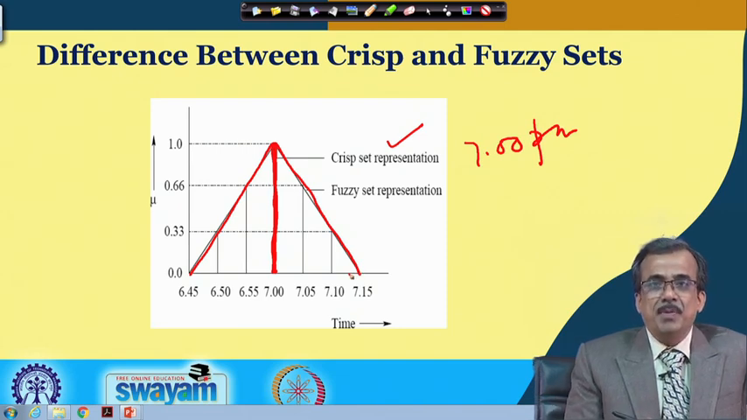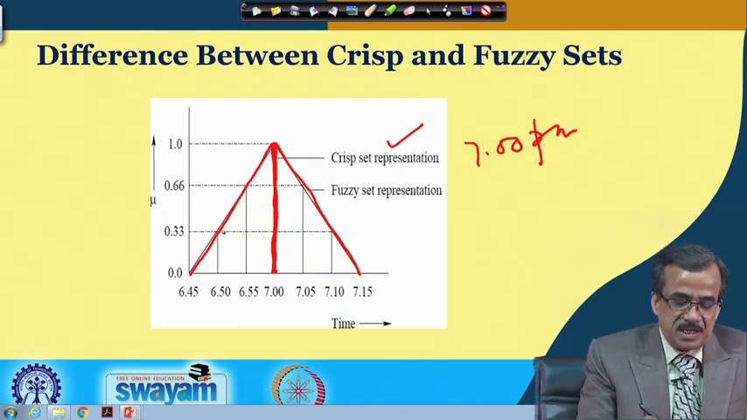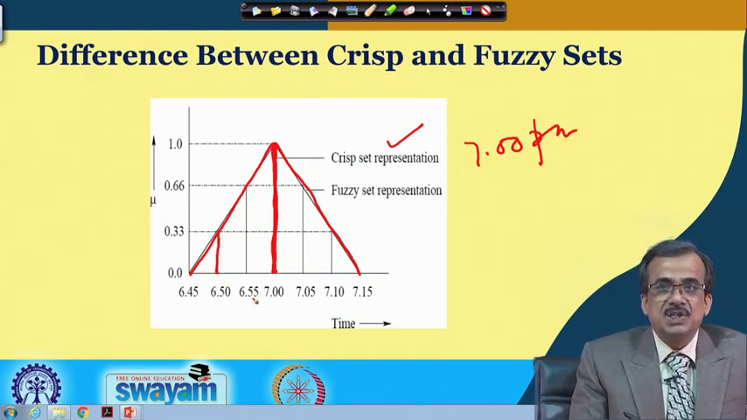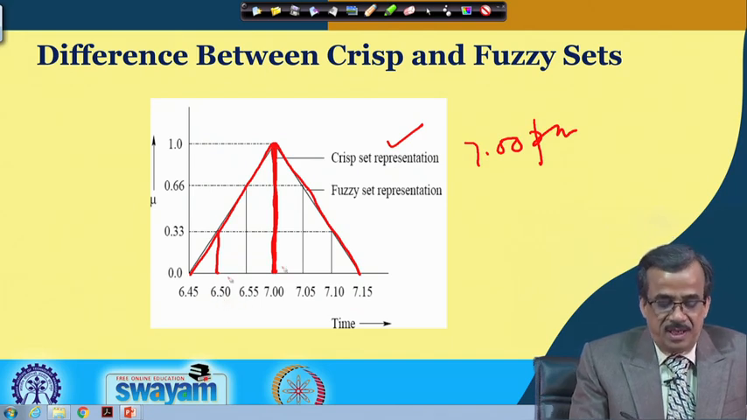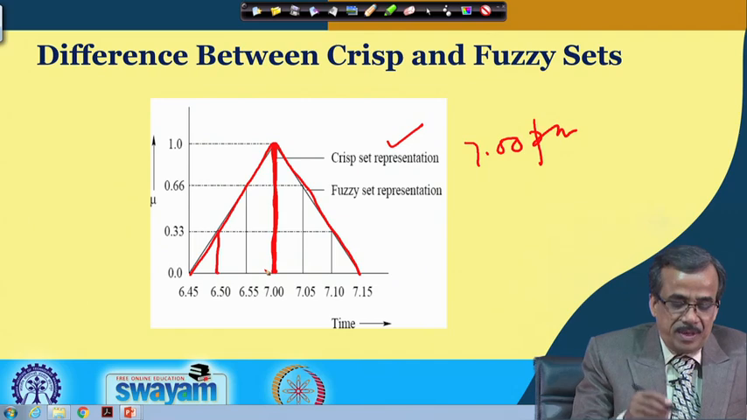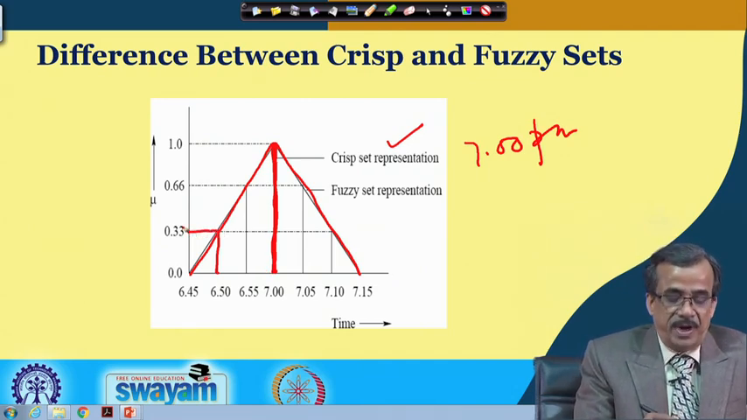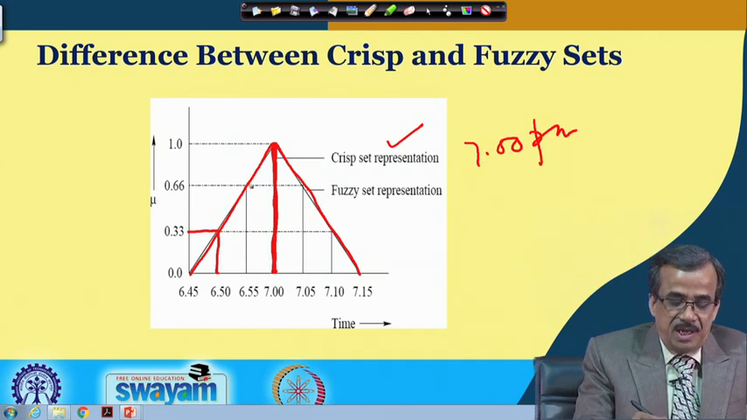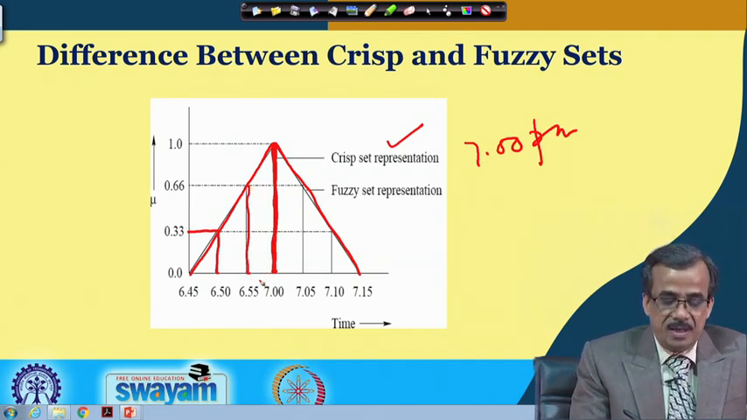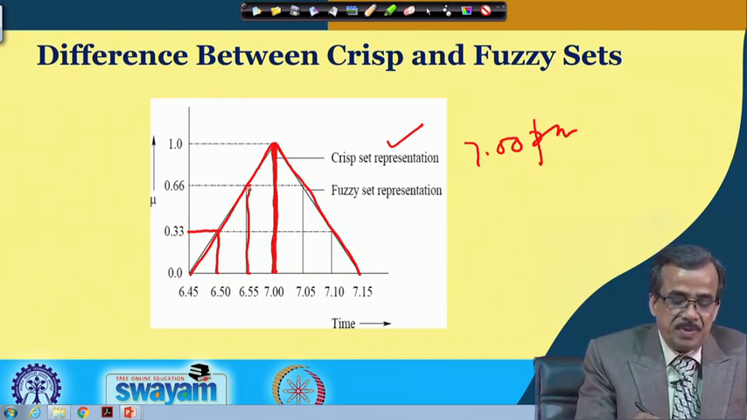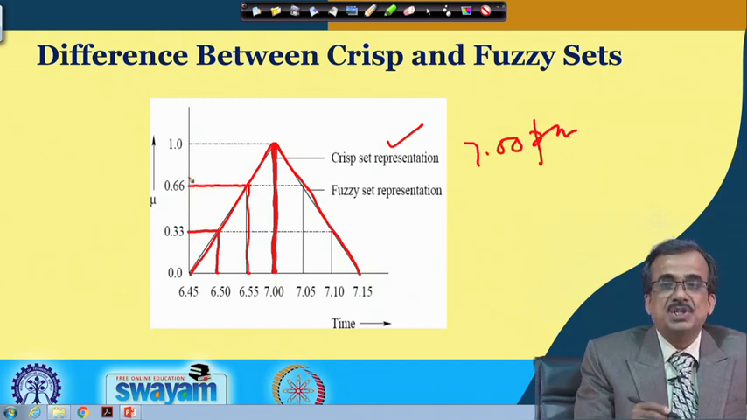That means, if some of my friends are coming at 6:50, we will assume that he or she or they have come at 7 p.m. with the membership function value 0.33. Similarly, if a friend comes at 6:55 p.m., it is assumed that he has come for the dinner which is scheduled at 7 p.m. with the membership function value 0.66.